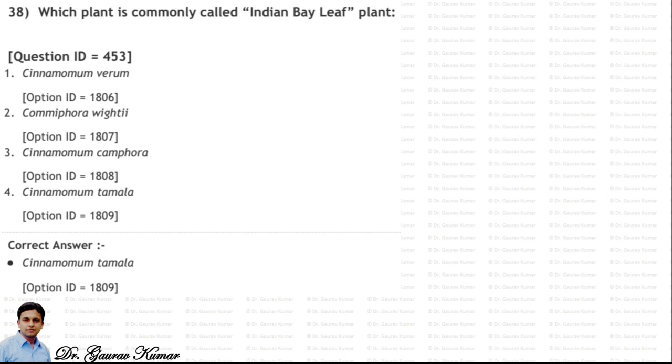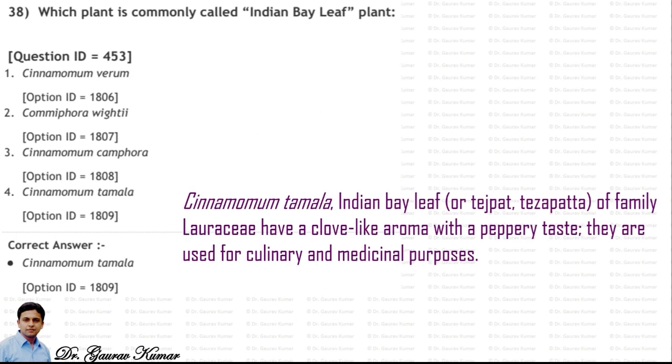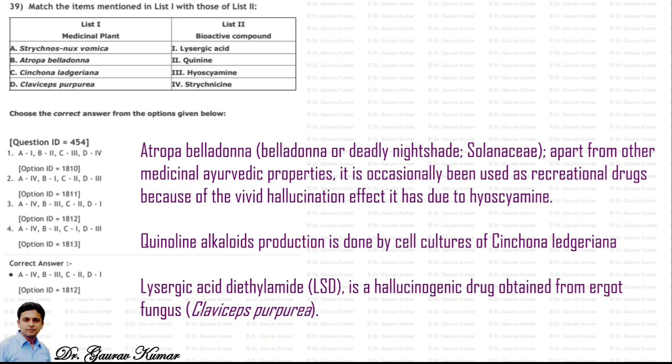So actually it is Cinnamomum tamala, Indian bay leaf. We also call it Tej Patta. The Cinnamomum tamala is the Indian bay leaf, also called Tejpat or Tej Patta, of family Lauraceae. It has a clove-like aroma with a peppery taste. They are used for culinary and medicinal purposes. Okay, so next question. Match the items mentioned in list 1 with those of list 2.